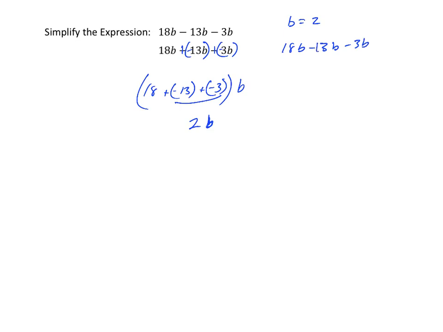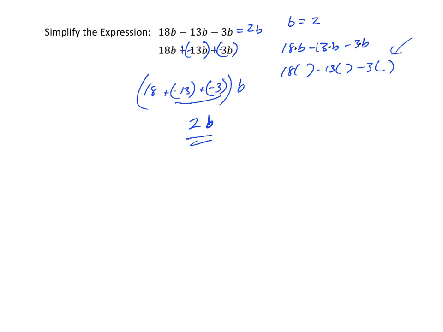And this is a multiplication symbol right here, right? These are multiplied. So that means I'm going to have 18 times something minus 13 times something minus 3 times something. And if I've done my work right, then when I substitute 2 into b and I simplify both of them, they should come out to be the same thing. Because we're saying that 18b minus 13b minus 3b is equivalent to 2b.